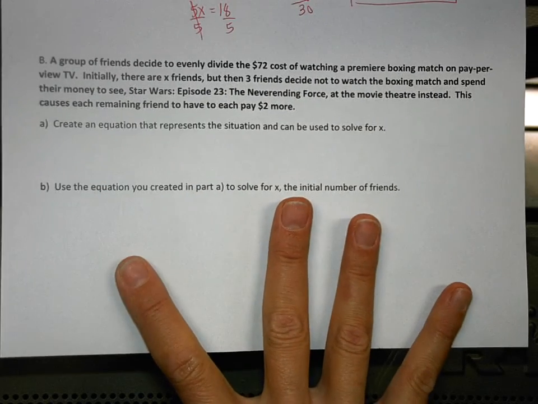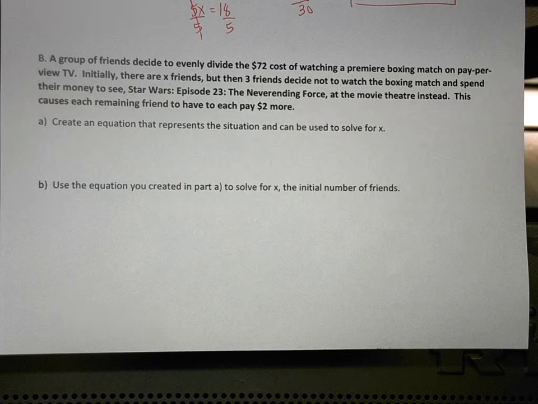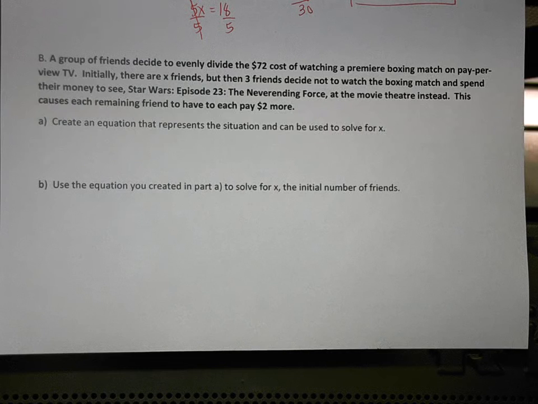A group of friends decide to evenly divide the cost of watching a premier boxing match on pay-per-view TV, which costs $72. Okay, initially there are X friends, but then 3 friends that are not very nice decide not to watch the boxing match and spend their money to see Star Wars Episode 23, The Never-Ending Force, at the movie theater instead.